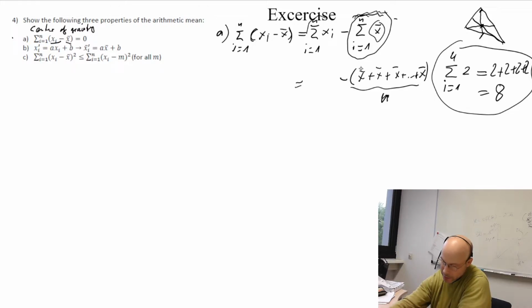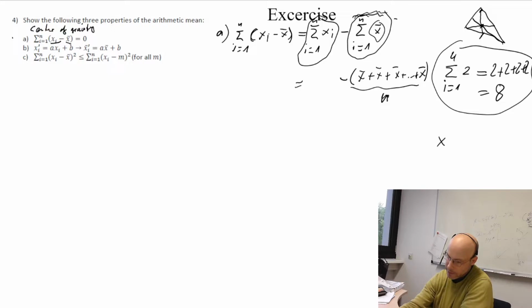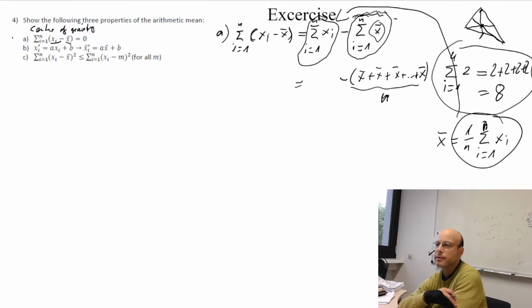And what is the sum over all values of our data points? Can we write this also with the definition of the arithmetic mean? So remember, what is the definition of the arithmetic mean? This is 1 over n, sum over i from 1 to n of xi. And if you compare this with this expression, what do you observe?